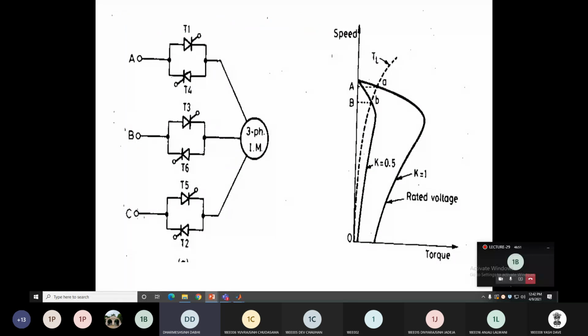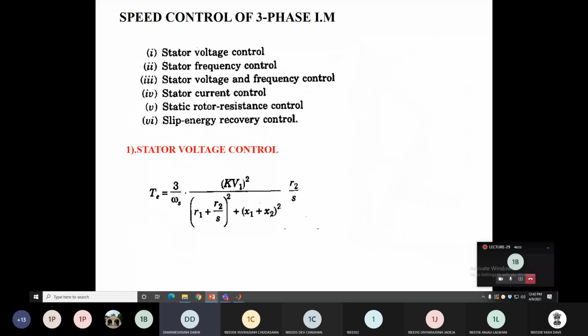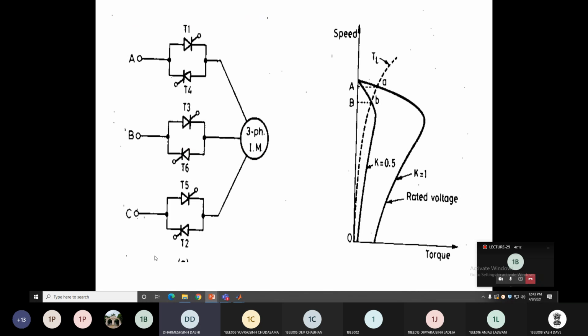So how can we control the supply voltage given to the induction motor? As we have learned the single phase AC voltage controller, in the same way you can use a 3-phase AC voltage controller. By using a three-phase AC voltage controller, you can change the supply voltage given to the three-phase induction motor.